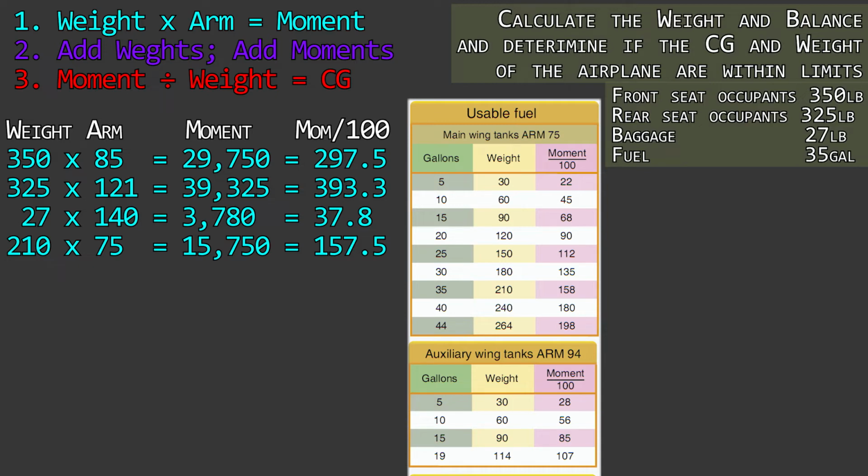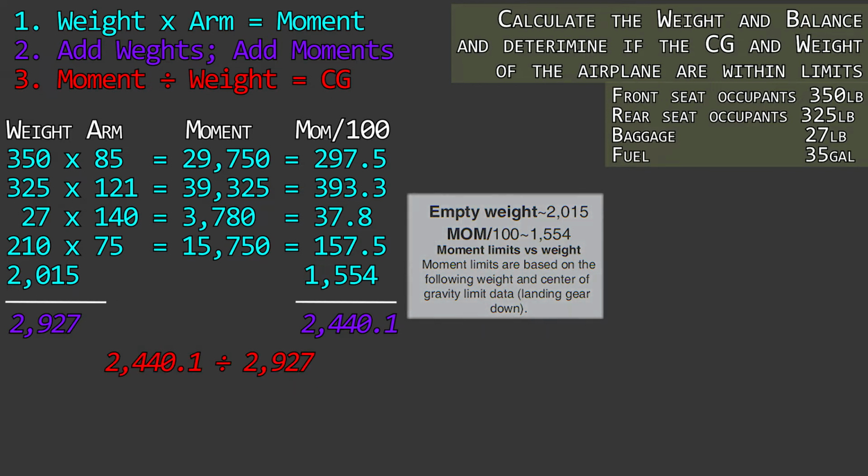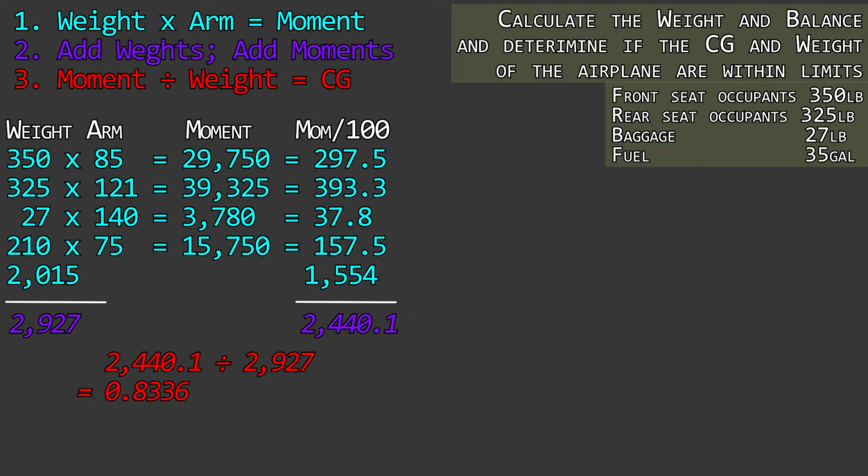So now we go ahead and add our total weight, not forgetting the empty weight. And that's 2927. And then our moment is 2440.1. So we've done our 2 steps. Now the third step is to find the center of gravity, and for that we take our moment divided by the weight. So 2440 divided by 2927, that's 0.8336. It just means we have to multiply the answer by 100 because our moment was divided by 100. So our center of gravity is 83.4.